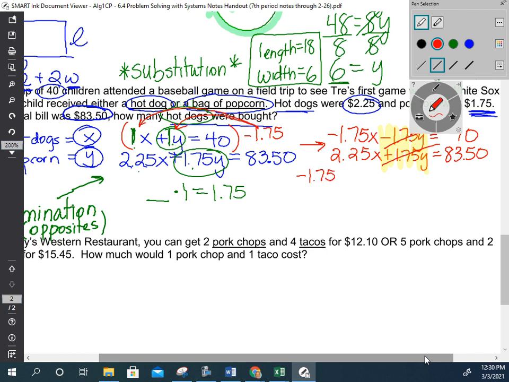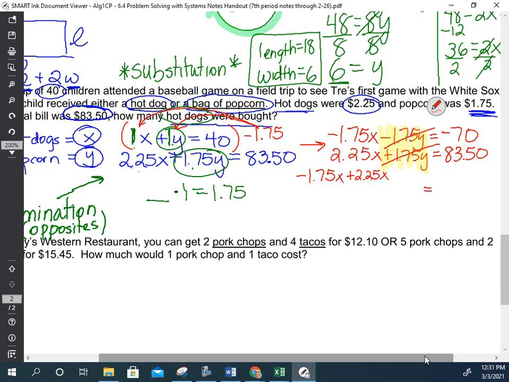Negative 1.75x plus 2.25x. What should that give us? 0.5. Again, don't be afraid of the decimals. Decimals are numbers too. Negative 70 plus 83.50. What should that give us? 13.5.